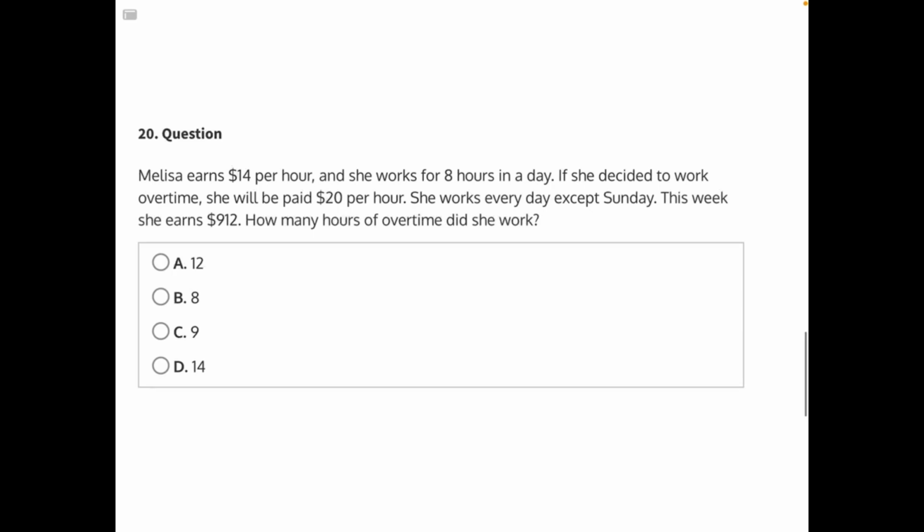Melissa earns $14 per hour and she works for 8 hours in a day. If she decided to work overtime, she will be paid $20 per hour. She works every day except Sunday. This week she earns $912. How many hours of overtime did she work?